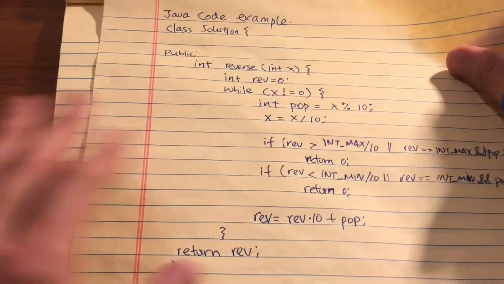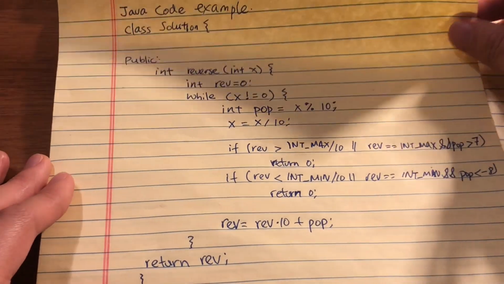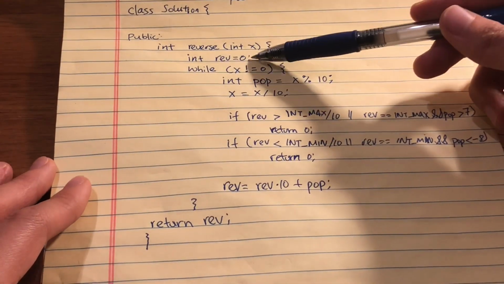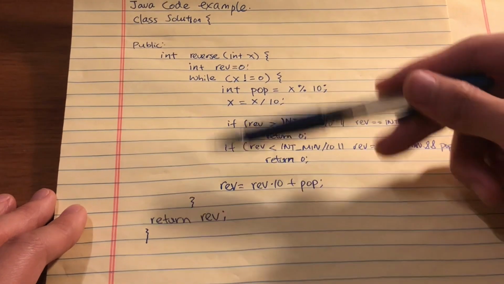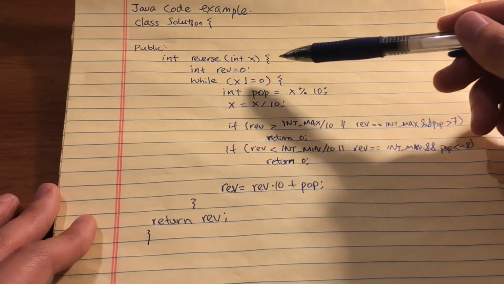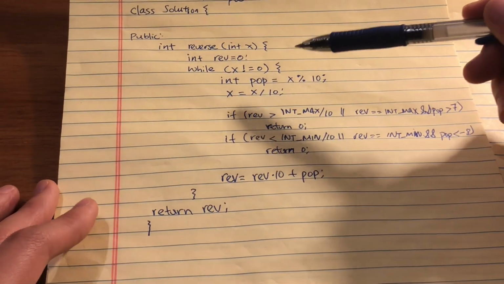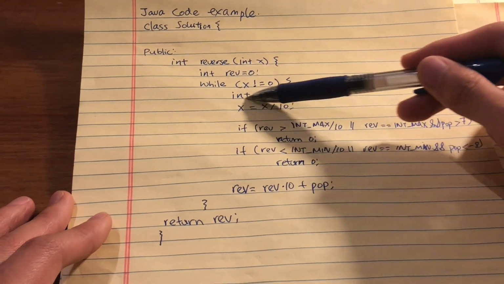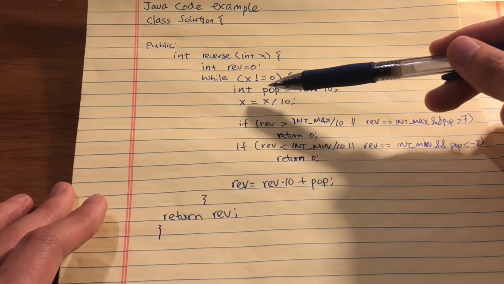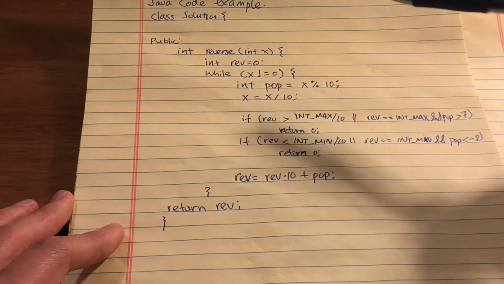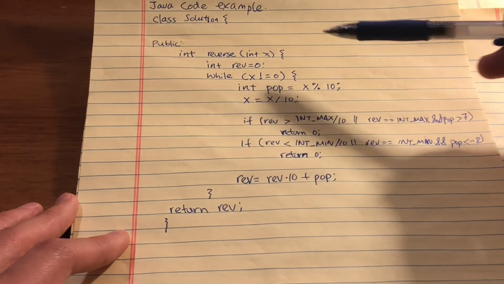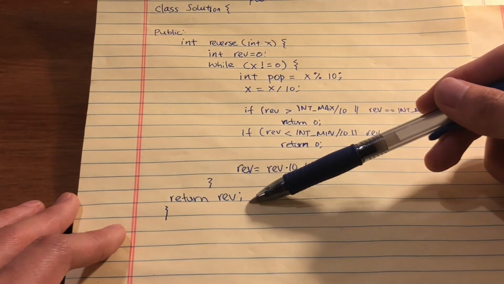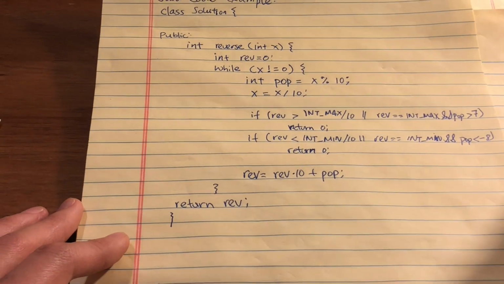So here's the complete code written in Java for the reverse function. The input is an integer. We set the reverse to 0, and we loop through the integer. We process one digit at a time, starting from the least significant digit, and we decrease the problem size by dividing by 10 each time. When this becomes 0, that means you have processed your entire input, and you can return the result.